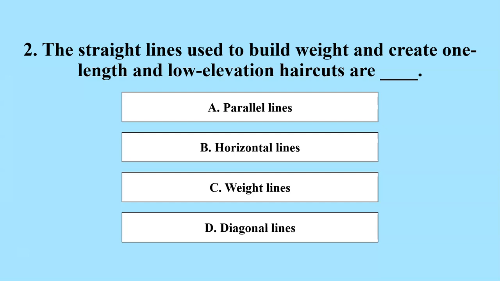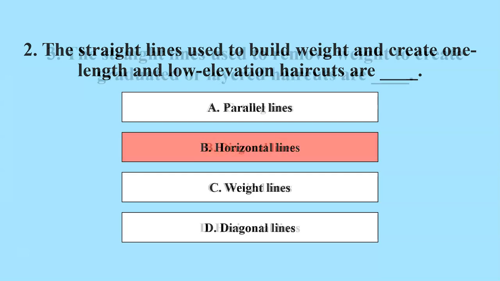The straight lines used to build weight and create one length and low elevation haircuts are parallel lines, horizontal lines, weight lines, diagonal lines. If you chose B, horizontal lines, you are correct.